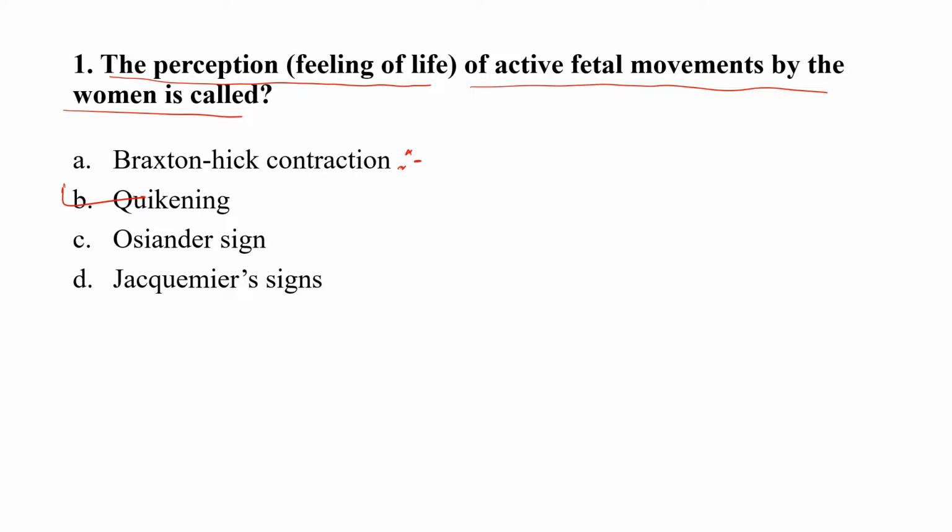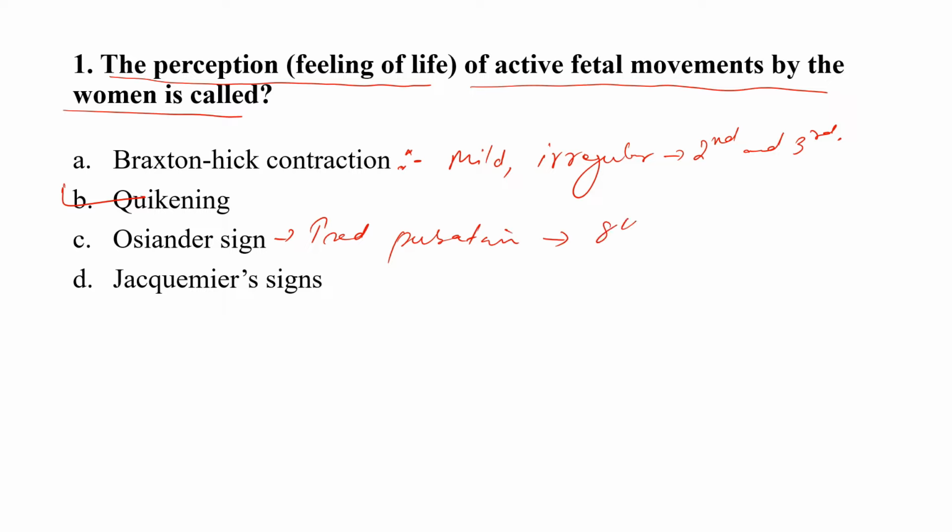Braxton Hicks contractions are the mild and irregular contractions during pregnancy, especially felt in the second and third trimester. Osiander sign is the increased pulsation felt at the lateral fornix, usually felt at the 8th week of pregnancy. And Chadwick signs are bluish or purplish discoloration of the vagina.